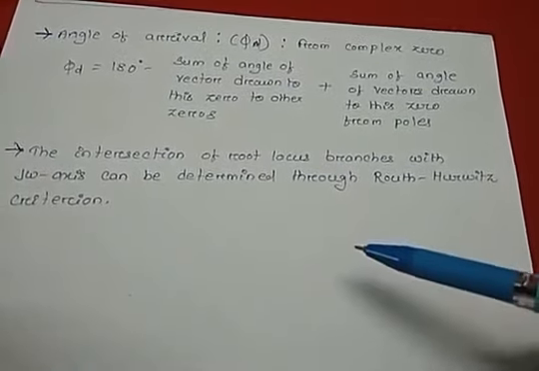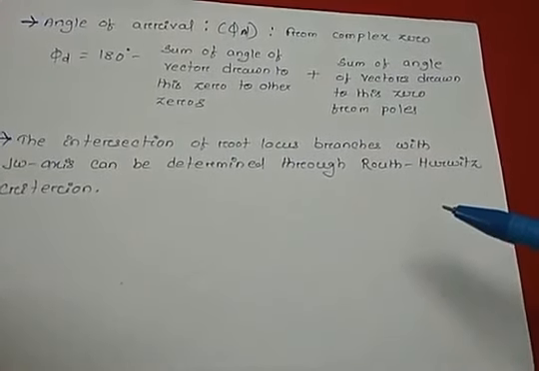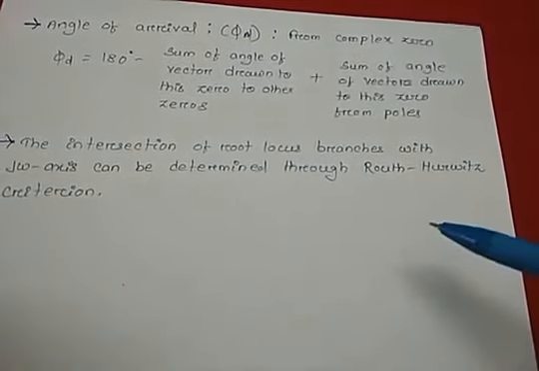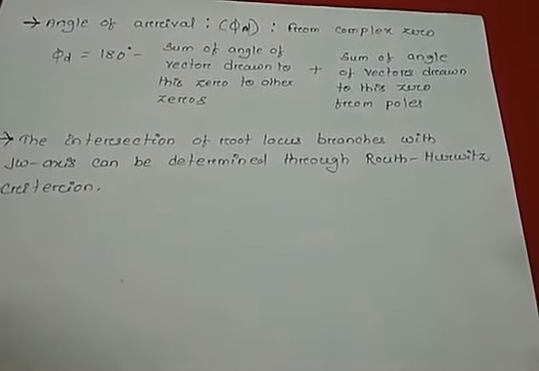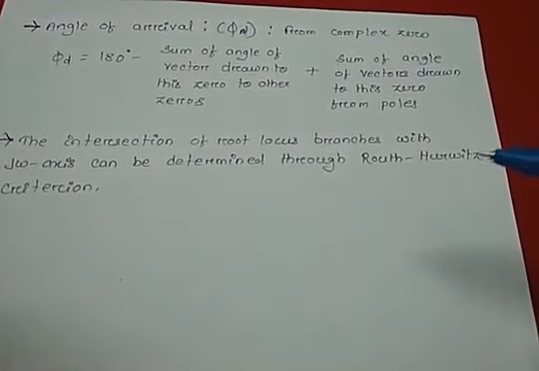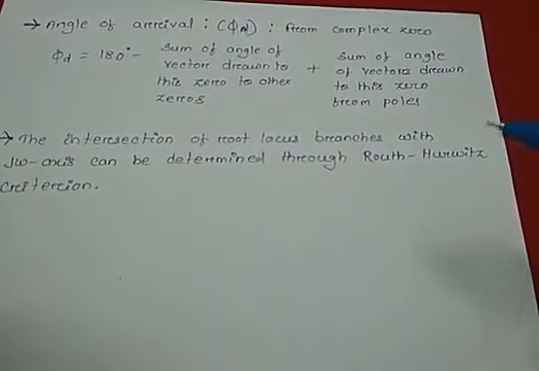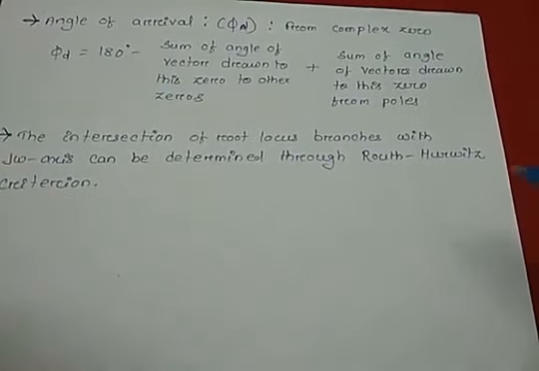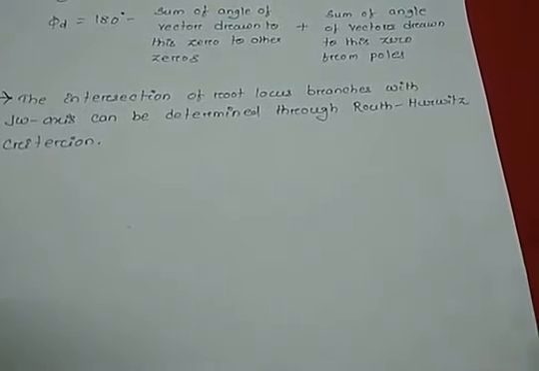Last is to find the intersection of the root locus branch with the j omega axis, which can be determined through the Routh-Hurwitz criterion. That means when the root locus moves towards infinity, it will cross the imaginary axis, and we have to find where the root locus crosses the imaginary axis with the help of the Routh-Hurwitz criterion. This is all about the construction of the root locus.